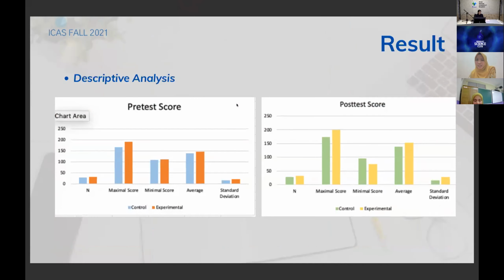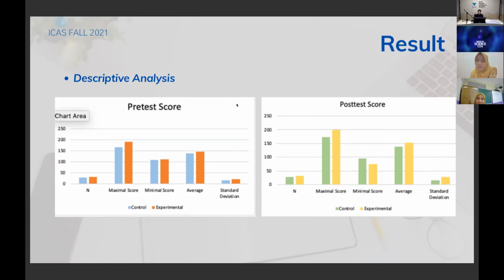Next, this is the result. Before I come up with the inferential analysis, I first do the descriptive analysis of the pretest and post-test from the control group and the experimental group. When we see the post-test score, the standard deviation of the experimental group is higher than the control group. This trend also happens in the pretest and post-test scores.